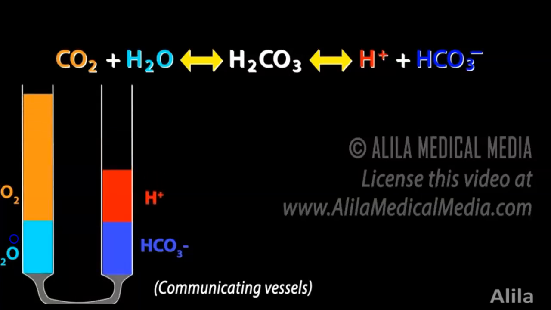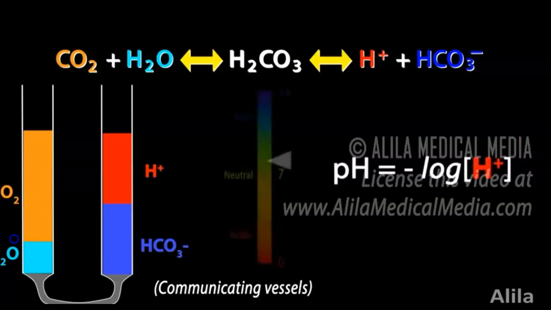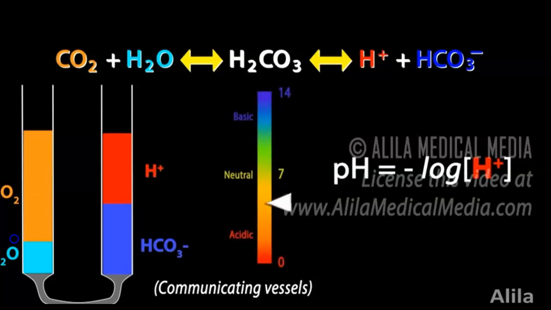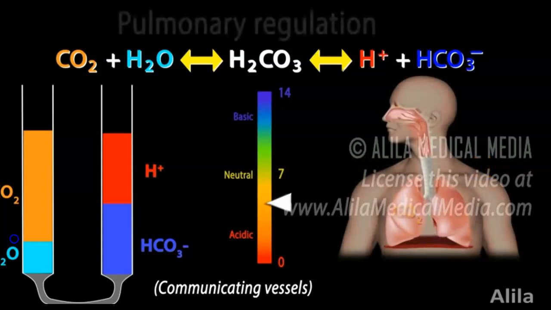Continued carbon dioxide production by all cells of the body drives the equilibrium to the right to generate more hydrogen ions. Because pH is basically a function of hydrogen ion concentration, more hydrogen means higher acidity and lower pH. Normal metabolism, therefore, constantly makes the blood more acidic. The body must react to keep the blood pH within the normal limits. This is achieved by two mechanisms.